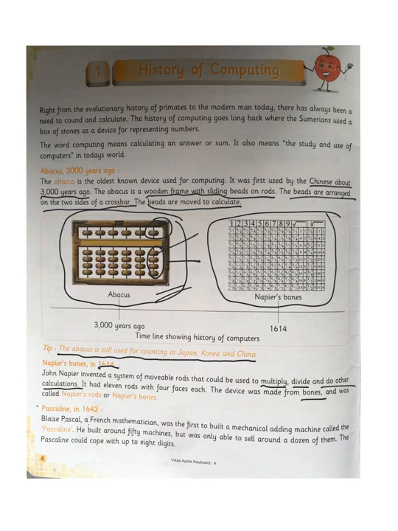Then came the machine Pascaline, which was made by Blaise Pascal. A French mathematician, he was the first to build a mechanical adding machine called the Pascaline. He built around 50 machines but was only able to sell around a dozen of them.